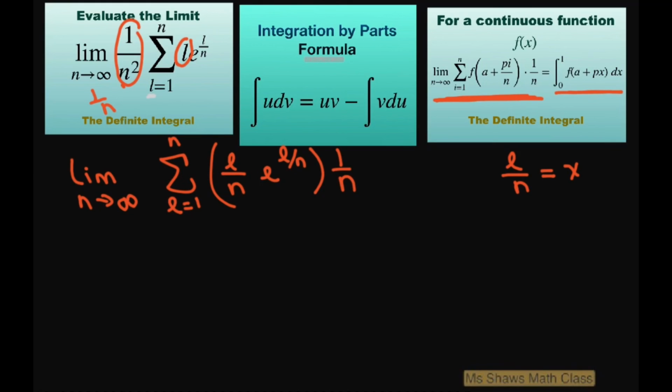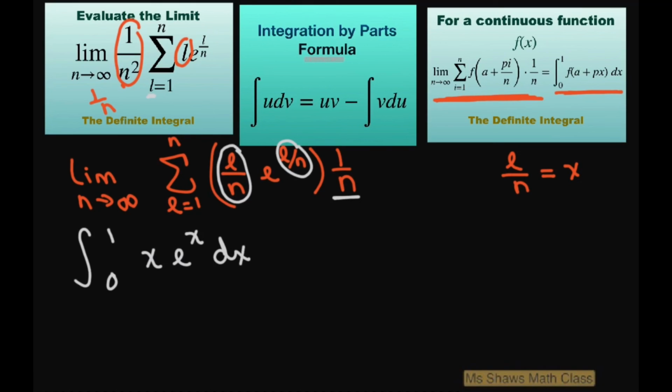and then we still have this times 1 divided by n. Now it has this format where everywhere there's a L divided by n, that's going to be an x, and this part's just part of the formula. So now I can write this as the integral from 0 to 1 of x times e to the power of x dx. So it's a nice formula to know. We're going to have to use integration by parts, or you can use tabular integration.